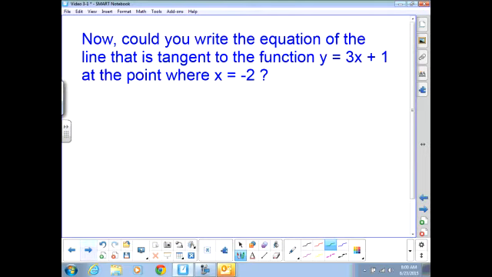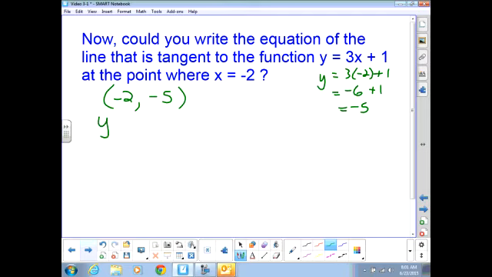Well, we just saw our tangent line slope is 3 everywhere. What if we wanted to find the equation of the tangent line at x equals -2? Well, that's -2, comma. We could plug in for x to see what our y value would be at that specific x value. That would give us -6 plus 1, so -5. And we'll use our point slope form: y minus y1 equals our slope times x minus x1.